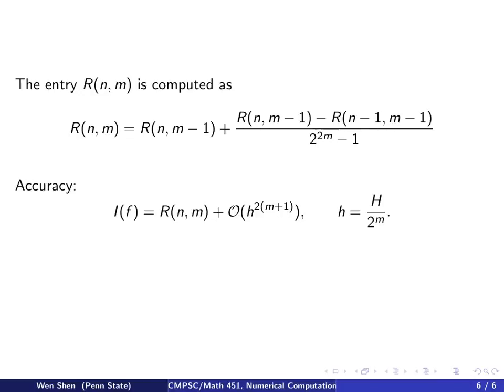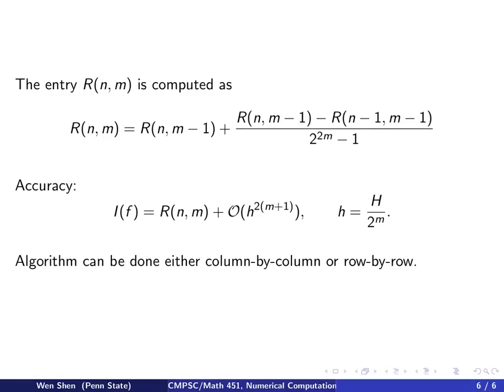So when m equals 1, that's a fourth order method, that's the u. When m equals 2, that's the sixth order method, that's the v we have seen. So for the columns with a higher index, you get a higher order method. We also noticed that the algorithm actually could be done either column by column or row by row, if you construct the triangle in the way we illustrated on the previous page.